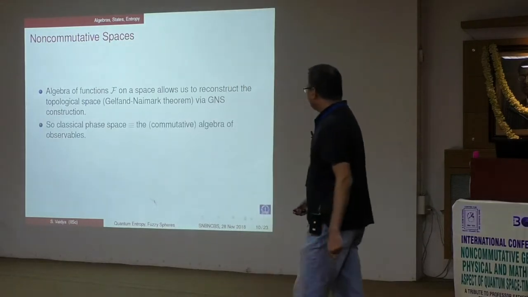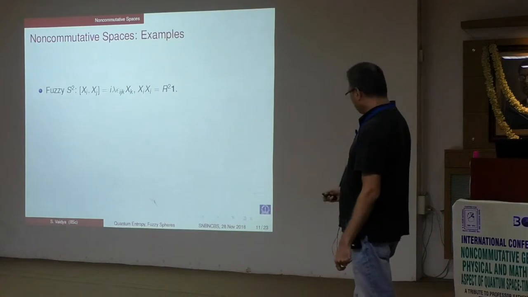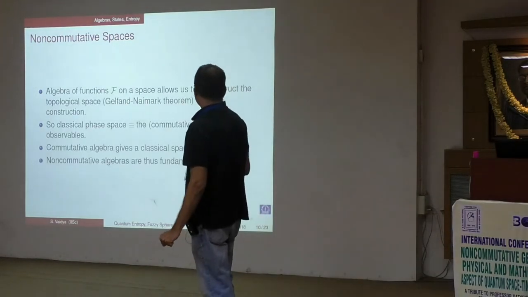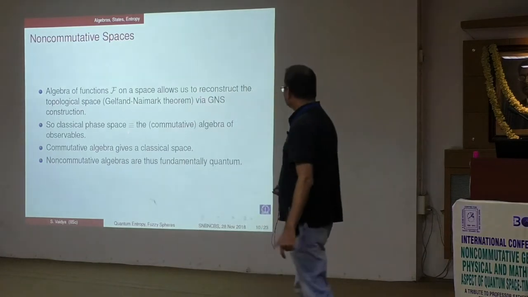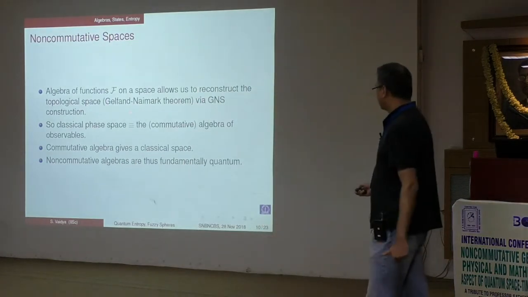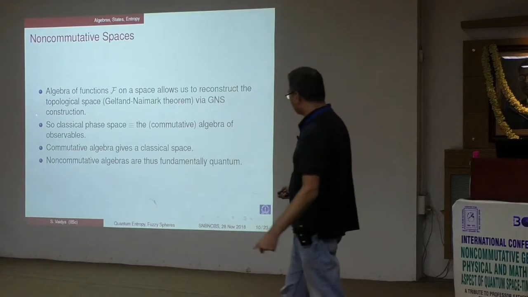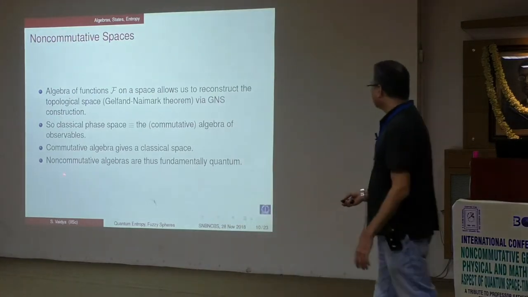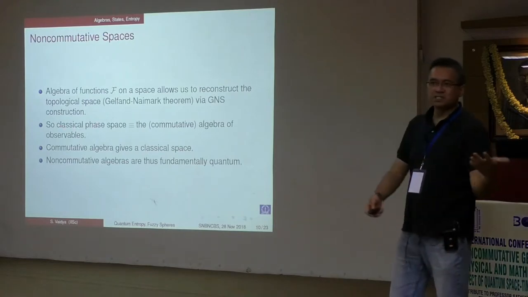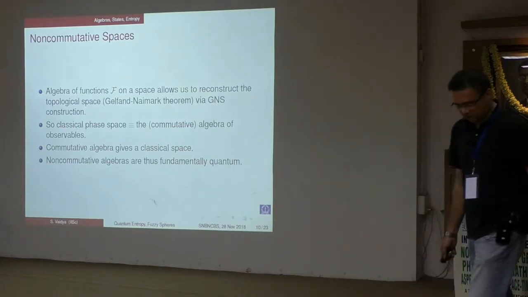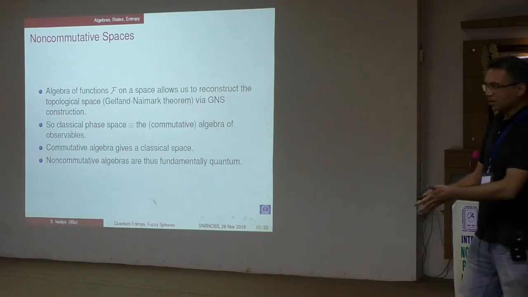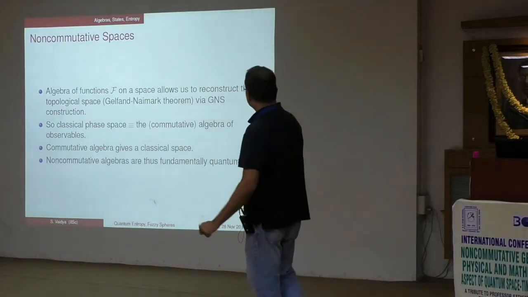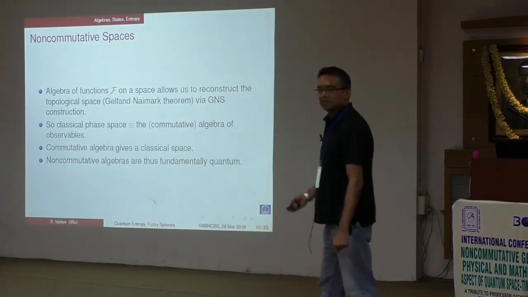Now in our study of non-commutative spaces, the algebra of functions, if it is a commutative space, allows us via the Gelfand-Naimark theorem to reconstruct the topological space. So, for example, the classical phase space, which we study as being coordinatized by the P's and the Q's, is nothing but the commutative algebra of observables.